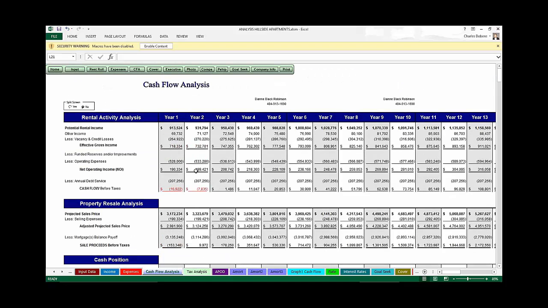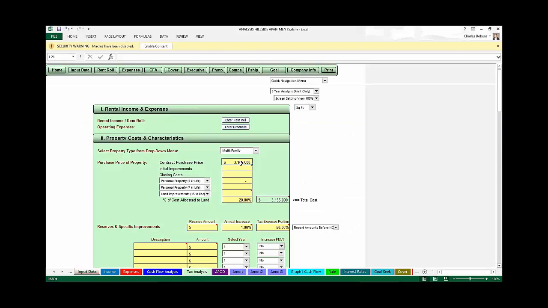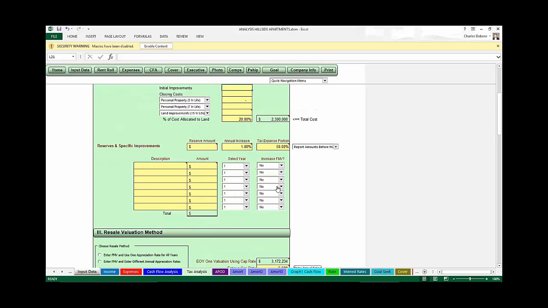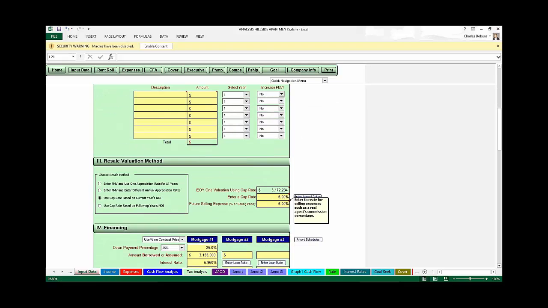So what do we do? Well, what happens if we make an offer at the 2.3? How does it look? 2.3. Then we have that. All right.